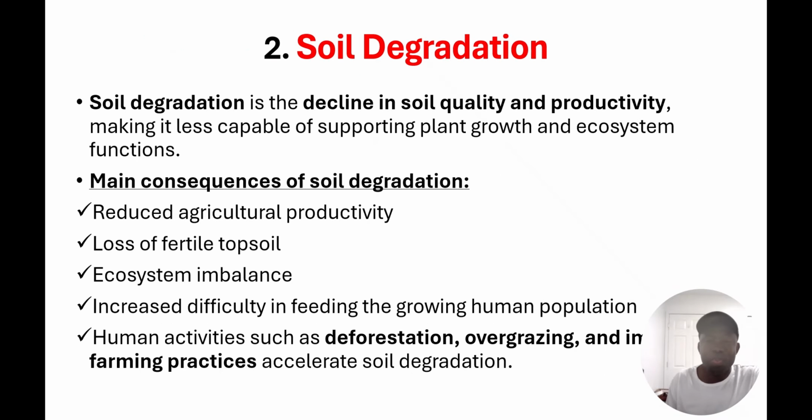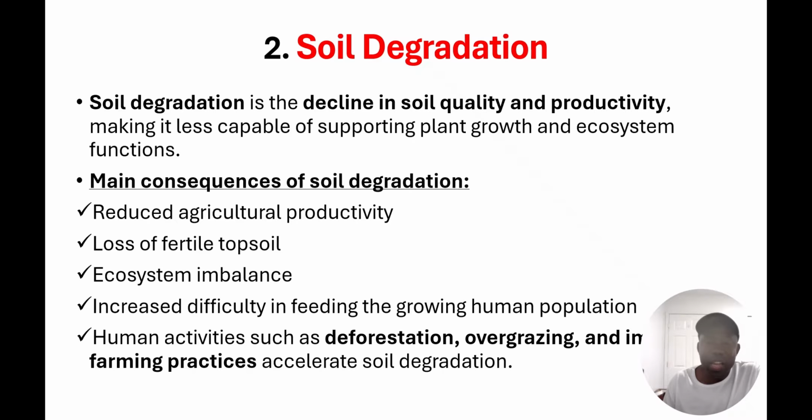Now, what is soil degradation? The word degrade means to reduce in quality. So in short, soil degradation is the decline in quality of soil. So what are some main causes or consequences of soil degradation? When something degrades, we don't expect to get the best quality, the best result out of it. So in effect, you are going to reduce agricultural productivity, loss of fertile soil, ecosystem imbalance, and the rest. These are some consequences or implications or aftermath of a degraded soil.